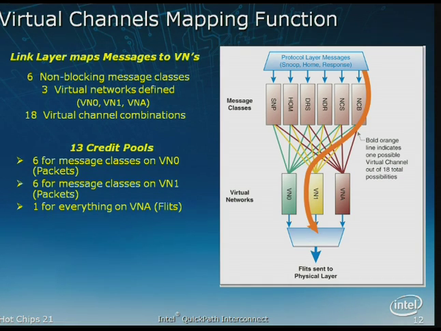VNA is our adaptable virtual network. What that does is, if you send a 1 FLIT message, you consume 1 VNA credit in the VNA network. If you send a larger packet, let's say a 9 FLIT message, you consume 9, and so forth. VN0 and VN1 are used for deadlock avoidance and guaranteed forward progress. VNA adapts to the load of the traffic of the network.